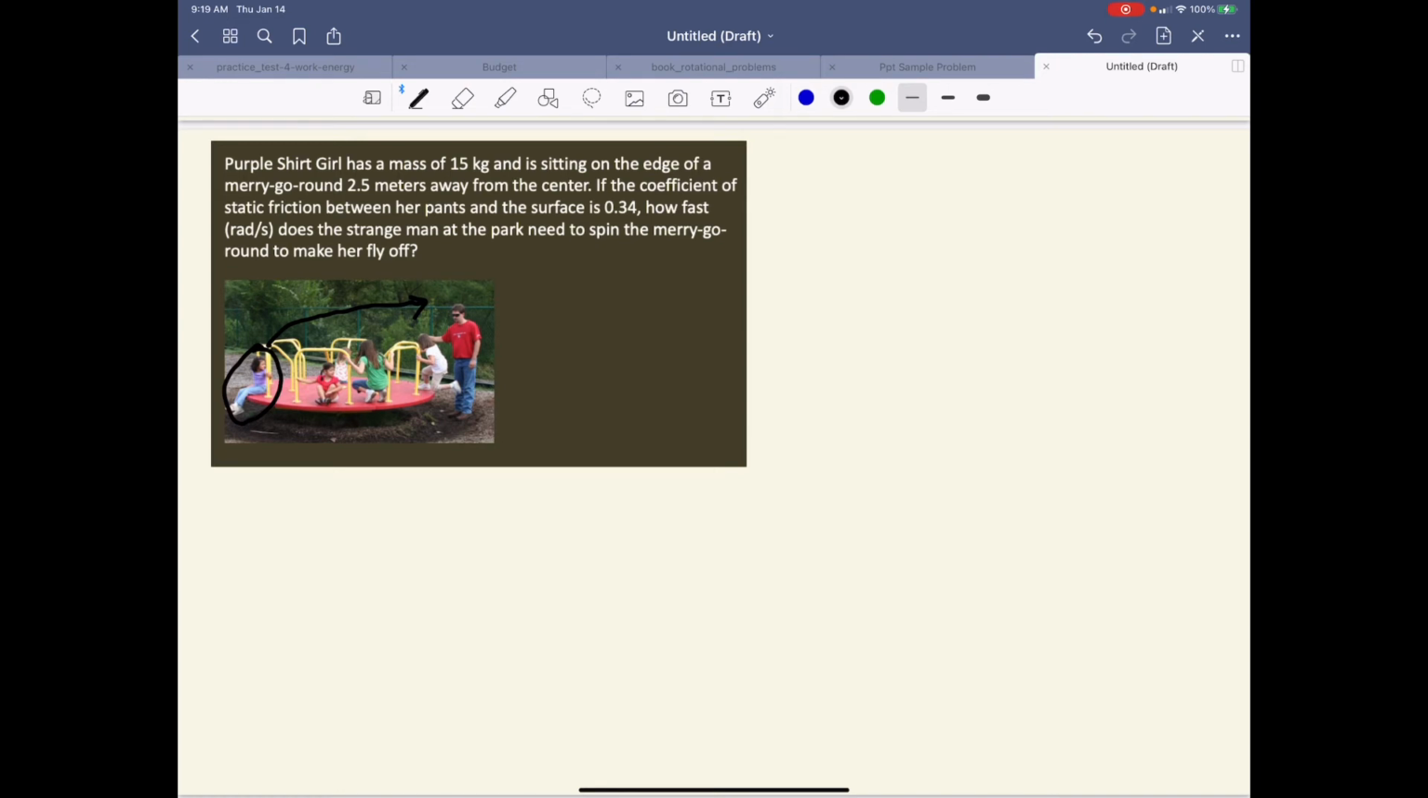She's sitting on the edge of the merry-go-round, and she's got some static friction between her pants and the surface of the merry-go-round. This strange man, because he's weird, is going to try to spin this merry-go-round faster and faster and faster until the girl flies off. That is how the problem goes. So let's first get a picture of the physics here. I'm going to do a side view of the merry-go-round. Without getting too in-depth, because that would be creepy, this is her butt.